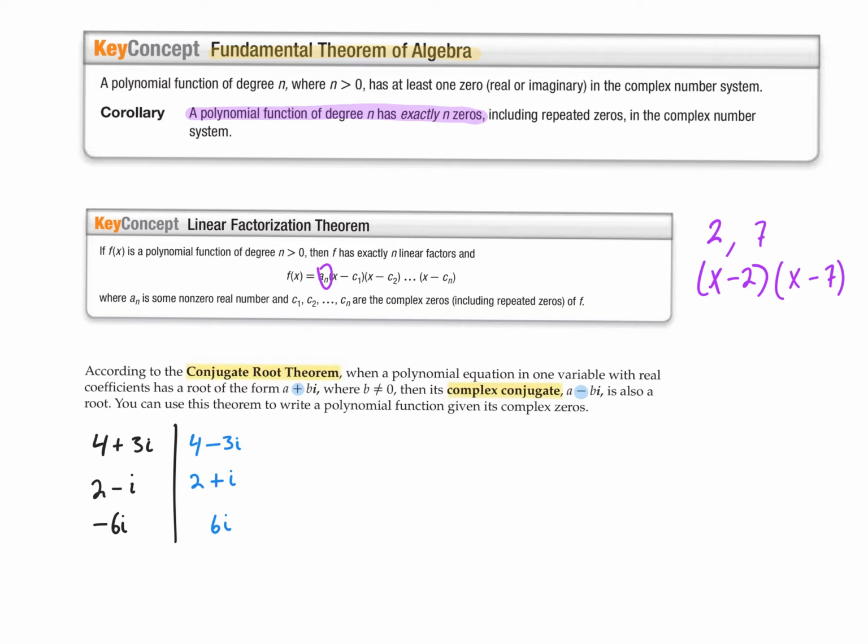There's also, we talk about complex conjugates, or the conjugate root theorem. It just says that if we have a complex number a plus bi, where that b is not equal to 0, then its complex conjugate a minus bi is also going to be a root. So that means if this is a root for plus 3i, this one will be as well for minus 3i. That's the complex conjugate of each other. If I have 2 minus i, that means 2 plus i is going to be one. If I have negative 6i, I'm also going to have 6i as a factor because these are complex conjugates of each other.